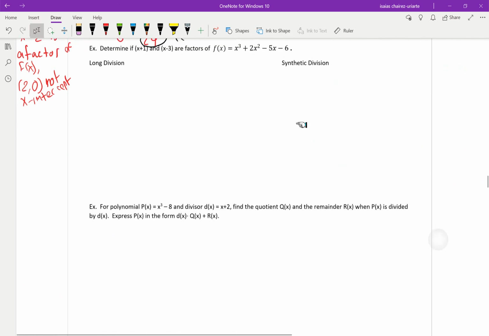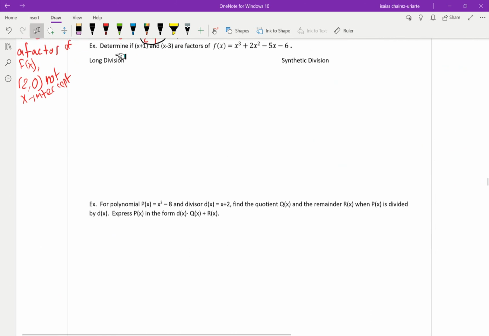Let's think about the next problems here. Sorry, I scribbled a little bit on top of it. This next problem is you want to determine if x plus 1 and x minus 3 are factors of this polynomial. In order for them to be factors, that would mean that the remainders should be 0. Right now, practice with division. Practice your long division, practice your synthetic division, because another way to answer this question is: are negative 1 and positive 3 zeros, x-intercepts, of this polynomial? That's another way to answer the question.